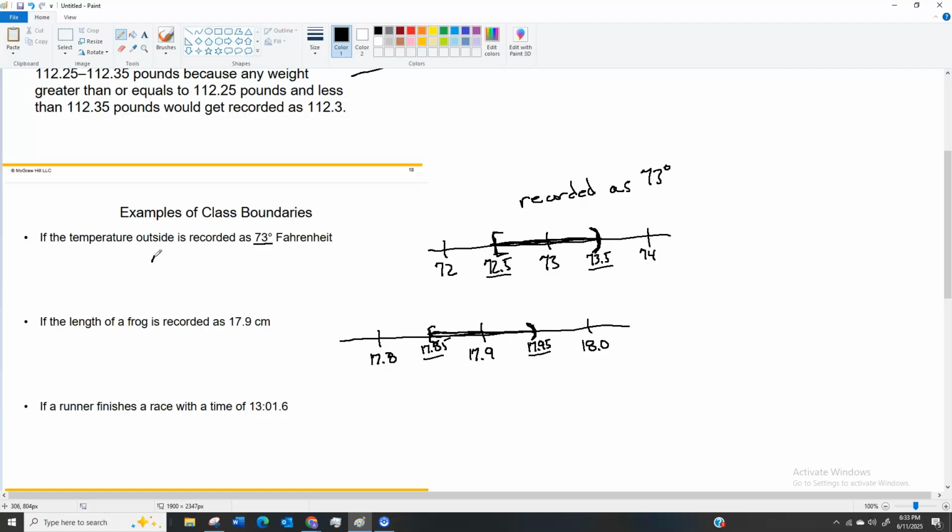Okay, so here 72.5 and 273.5. Here it would be 17.85 to 17.95. Now this one is a little confusing because it's time. So this is probably 13 minutes, 1 second, and 1/10 of a second. Time can be written different ways, sometimes with different sports, but probably 13 minutes, 1 second, and 1/6 of a second.